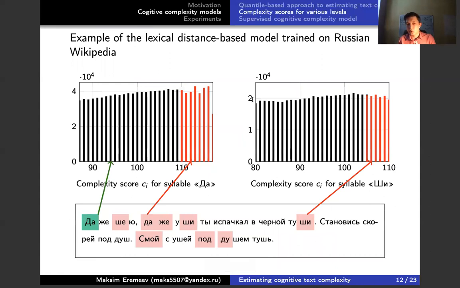So here is an example for the Russian language. As we can see, standard tongue twisters use repetitive syllables to put pressure on the nervous system, so we have to go over them multiple times to get their meaning. Highlighted in red are abnormally complex tokens, which correspond to the complexity score in the red zone of their distribution. The red zone corresponds to complexity scores that exceed the 95% quantile of their empirical distribution. All other syllables' complexities are less than this quantile.